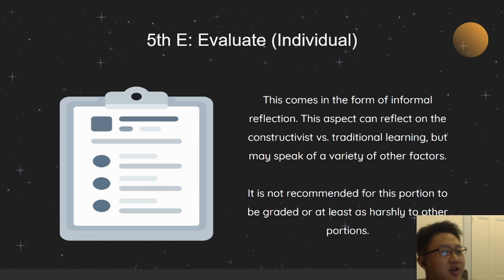And I would not recommend this portion to be graded, or at least that harshly in comparison to other portions, even though this is an English class. Some reflections may also be done as kind of a homework assignment versus a classwork assignment, because students may need some time to think and they may feel safer in that space, especially when talking about other individuals in the reflection, if they are going to.